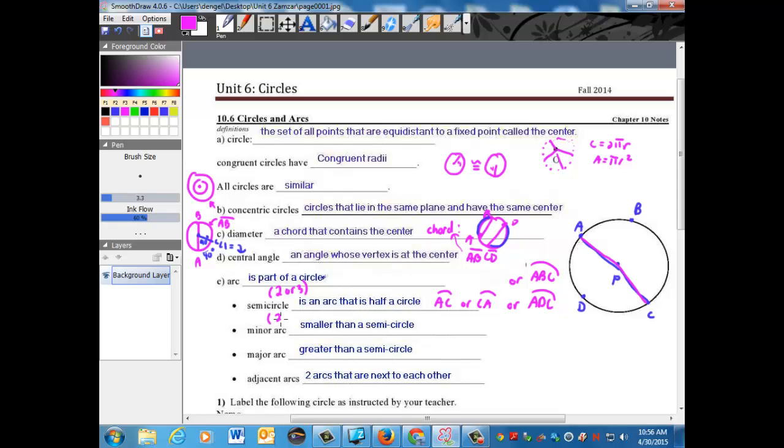Minor arcs, same thing. We can use 2 or 3 letters to define a minor arc. What we have to remember is that it's smaller than a semicircle, so it's less than 180 degrees.